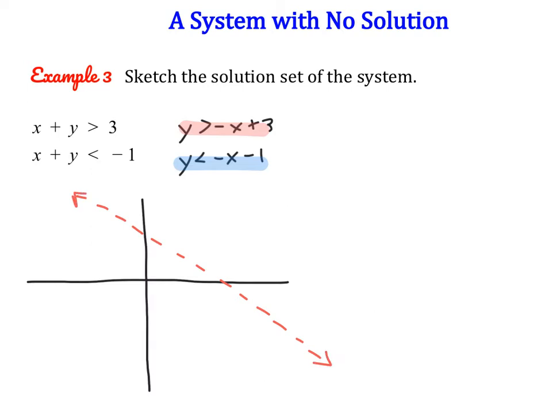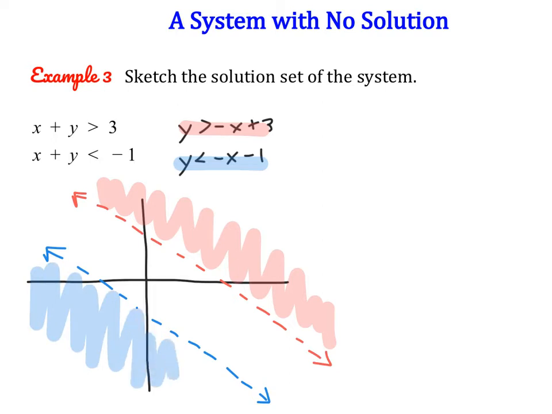And for our second one, it would look something more like this. Same slope, but it has a different y-intercept. So the first equation says y is greater than, so it would be everything above this line. And the second one says y is less than, so it's everything below our blue line. So you can see that there's never any overlap in the shading, which is why this system has no solution.